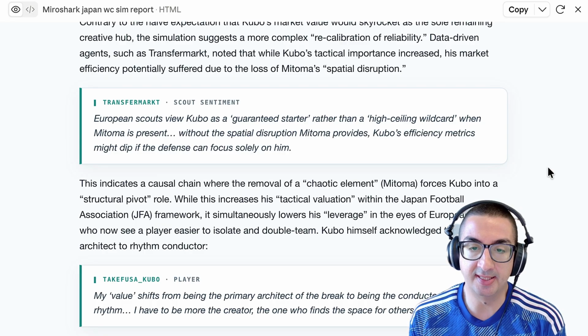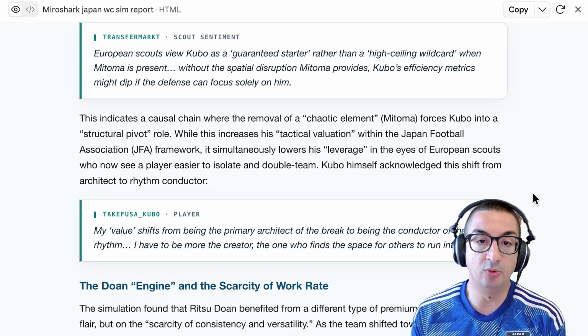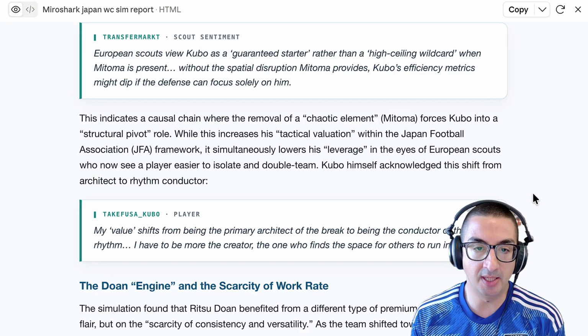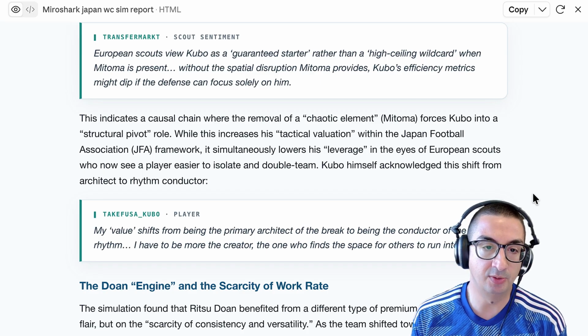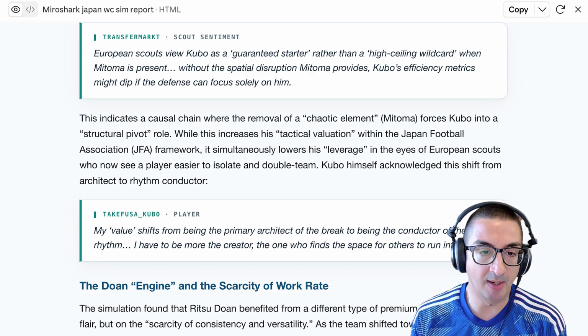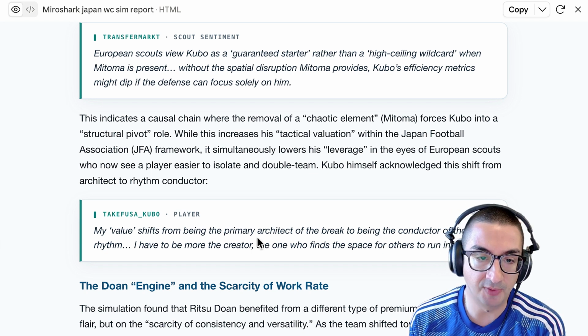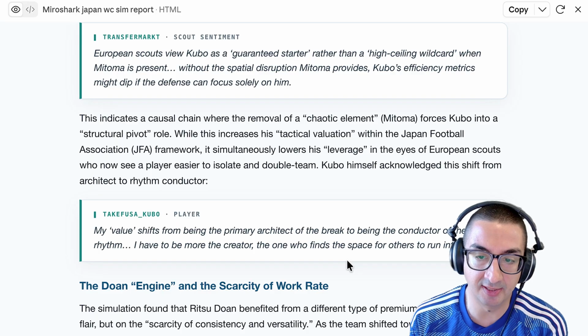While this increases his tactical valuation within the Japanese Football Association framework, it simultaneously lowers his leverage in the eyes of European scouts, who now see a player easier to isolate and double team. Kubo himself acknowledged this shift from architect to rhythm conductor. He said, "My value shifts from being the primary architect of the break to being the conductor of the rhythm. I have to be more than the creator, the one who finds the space for others to run into."